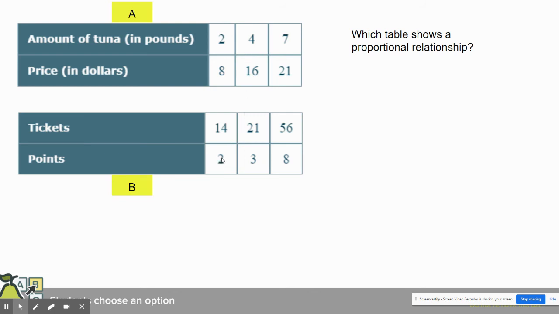Again, I want to multiply instead of divide. 2 times 7 is 14. 3 times 7 is 21. 8 times 7 is 56. The constant here is 7. If it has a constant, it's proportional. So B is the answer.